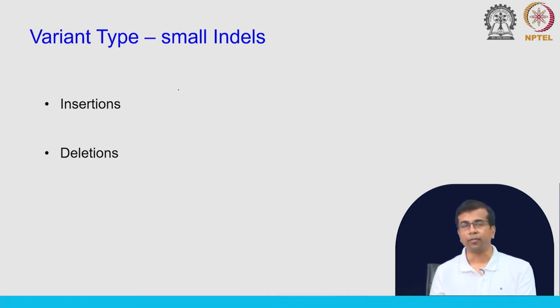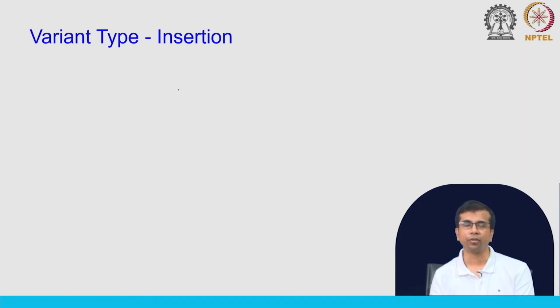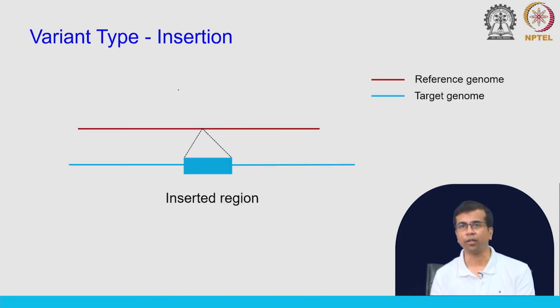Okay. So, now we come to the next variant type, which are small indels. So, we can see insertions and deletions. Let us talk about insertions. We are talking about small insertions and deletions mostly, right. You can have very large scale ones that will actually come under the structural variations. So, small means 8, 10 maybe, or at most not more than that, base pairs.